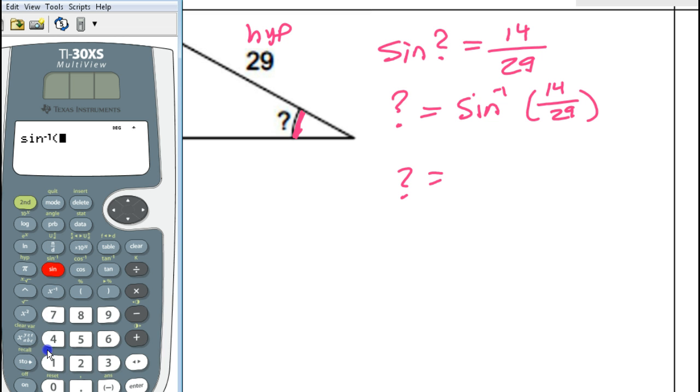Inverse sine 14 over 29. 28.866. The next number is 5 or higher, so we have to round up. 28.866.